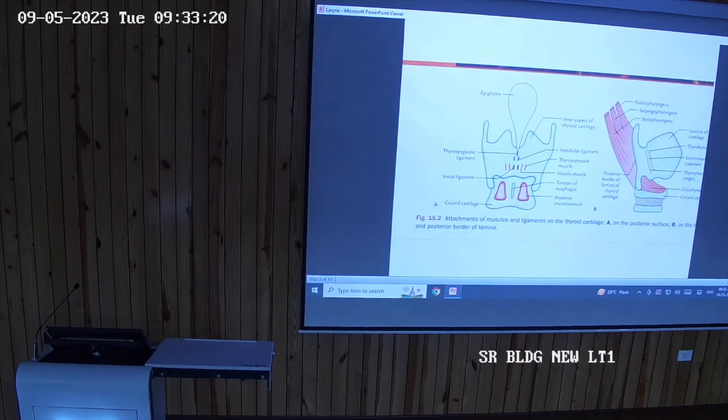The posterior border of the thyroid cartilage, look at this one. It is giving insertion to three muscles: palatopharyngeus, salpingopharyngeus, and stylopharyngeus. All these three muscles are inserted on the posterior border of the thyroid cartilage. So all these are the structures which are attached to the thyroid cartilage.